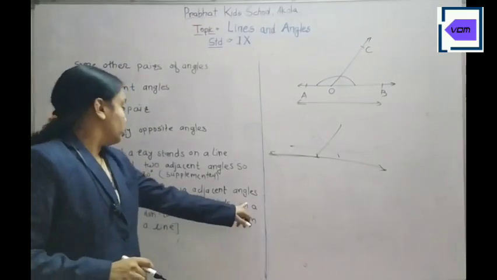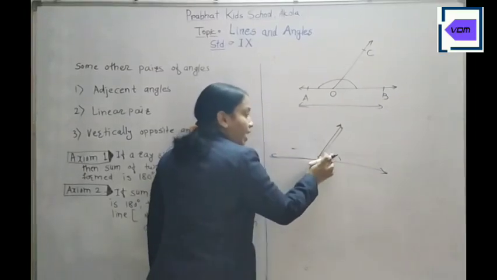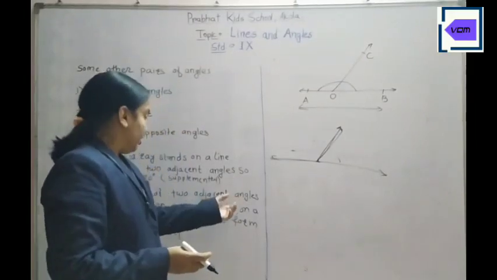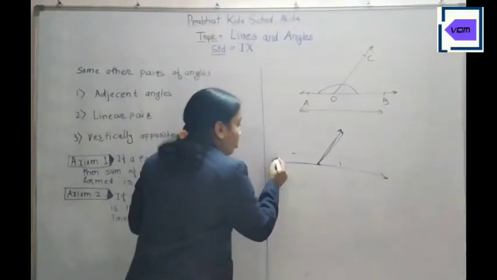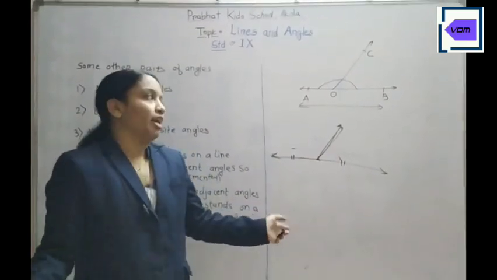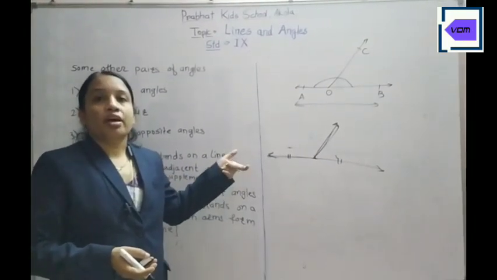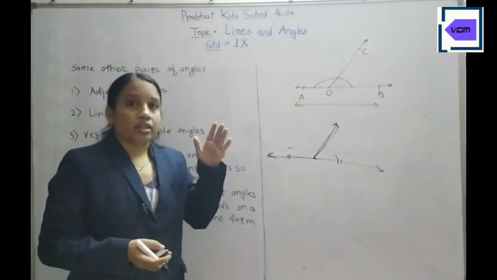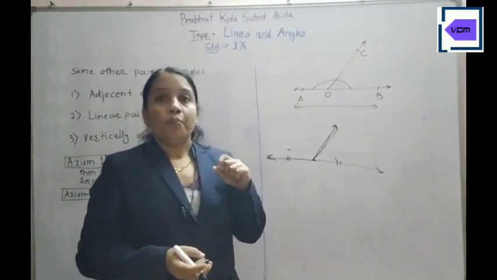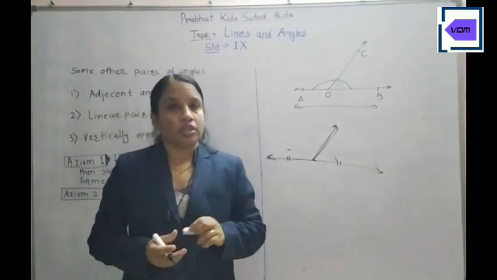Then a ray stands on a line. Obviously you can observe that if the sum of these two adjacent angles is 180, the ray stands on the line. In another way, it can be said that the non-common arms, these two, form a straight line. Both the axioms together are called the linear pair axioms. Axioms are universal truths that we need not prove, but we take the help of these axioms to prove the further theorems in this chapter.